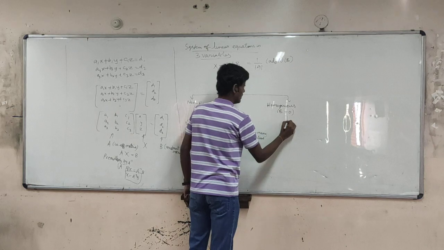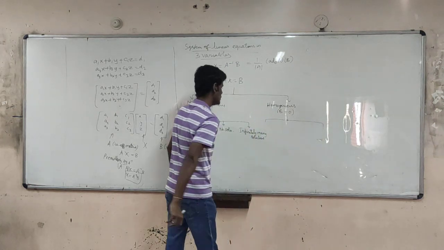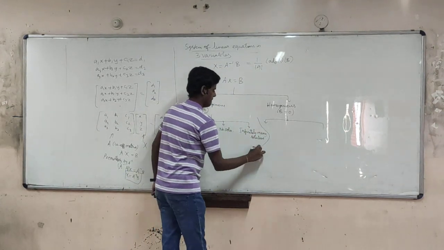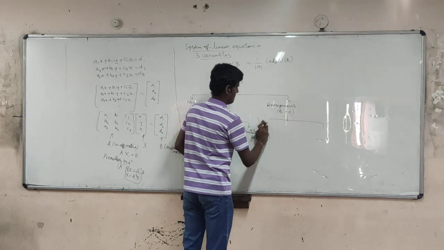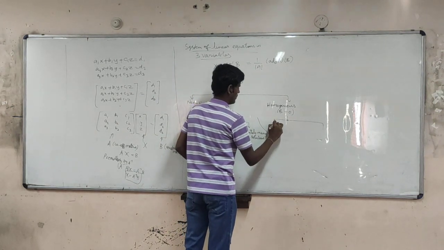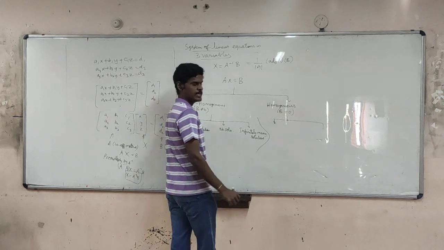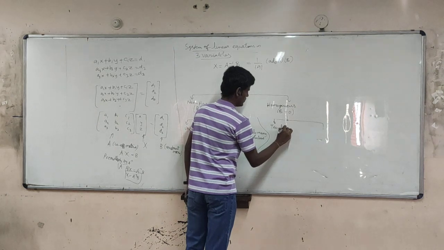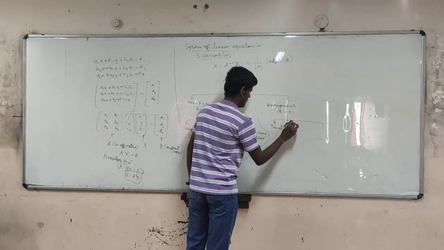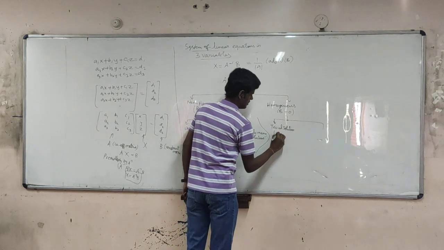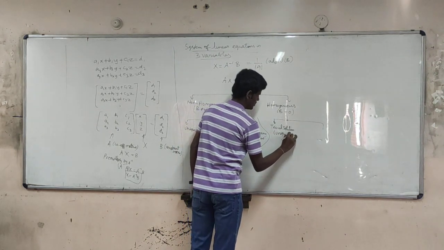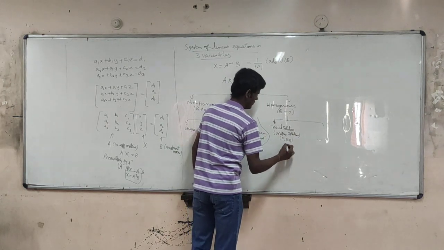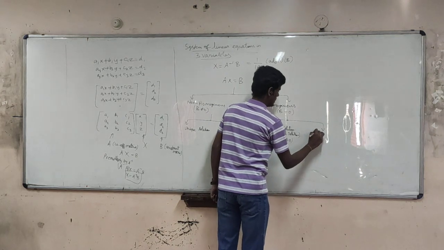And the second case is homogeneous. For homogeneous equation, this will always have solution. So when the equation is homogeneous, then we can have trivial solution. That means unique solution, and the solution is 0, or non-trivial solution.